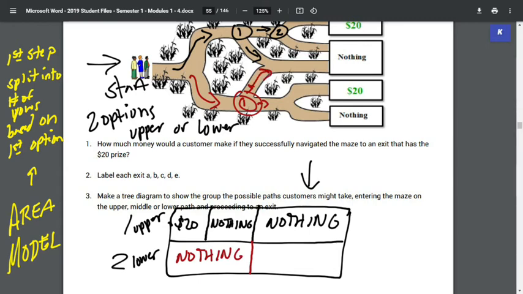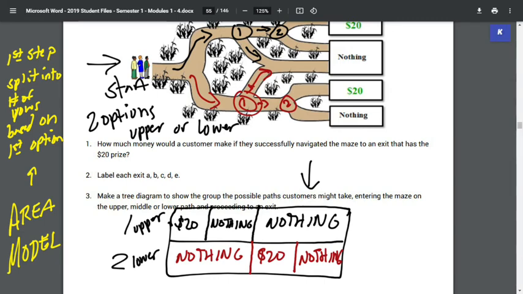And then if I decide to go straight, I'm going to come across another split decision. So I'm going to have to split that in half. So I could get $20 or I could get nothing here. So this is what our tree diagram should look like. So something to notice is that when we, or I should say area model, this is what our area model is going to look like.